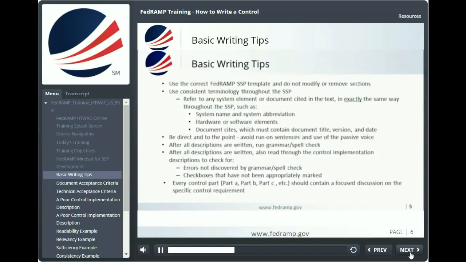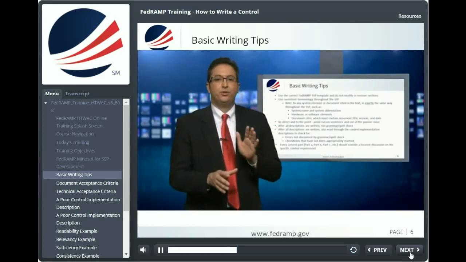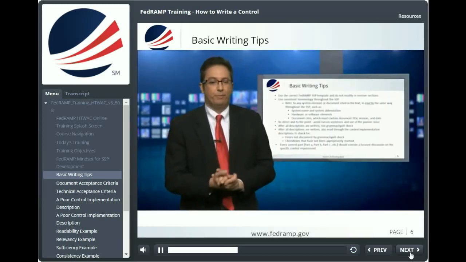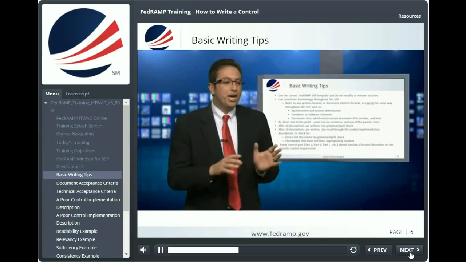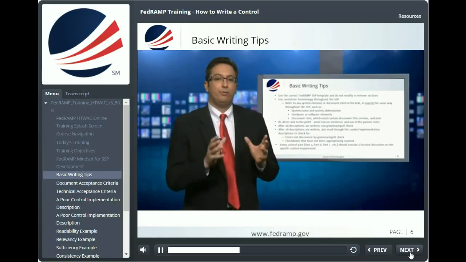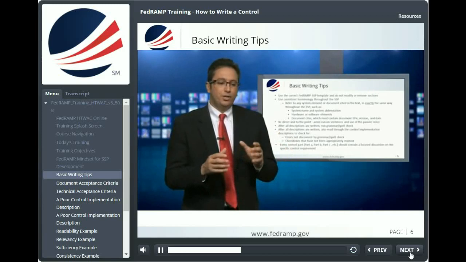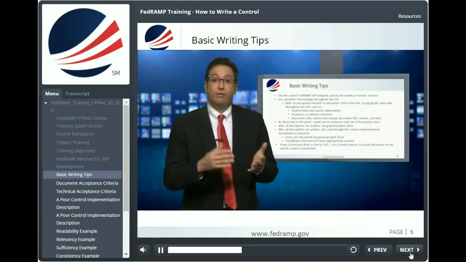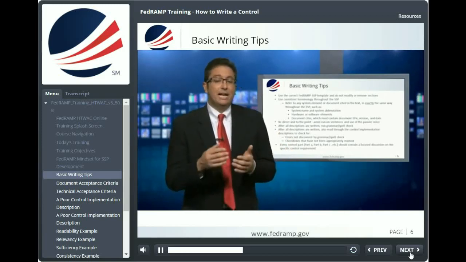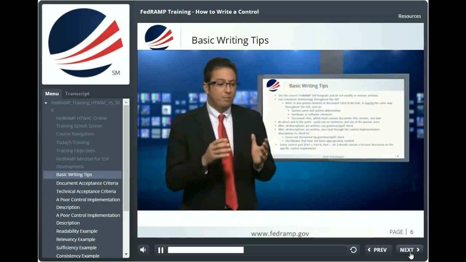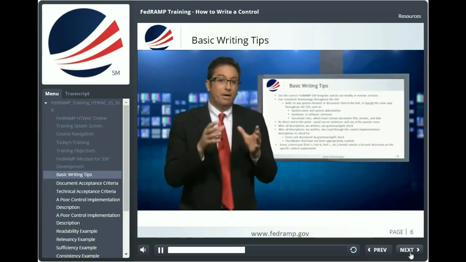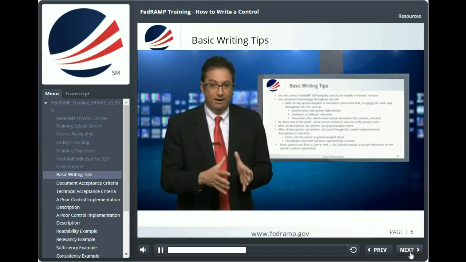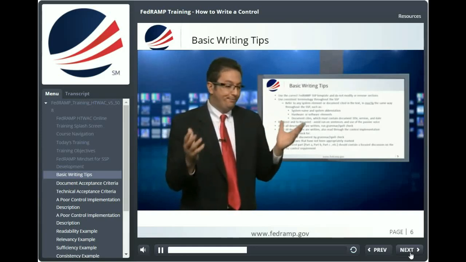So after all your implementations are written, at the very least, do a spell check in Microsoft Word. Now, that said, spell check will only get you so far. You really need a strong technical writer to read the document for grammar, for things like active and passive voice, and also for spelling, because you may spell a word correctly, but it might be the wrong word that's there. So be careful with that.